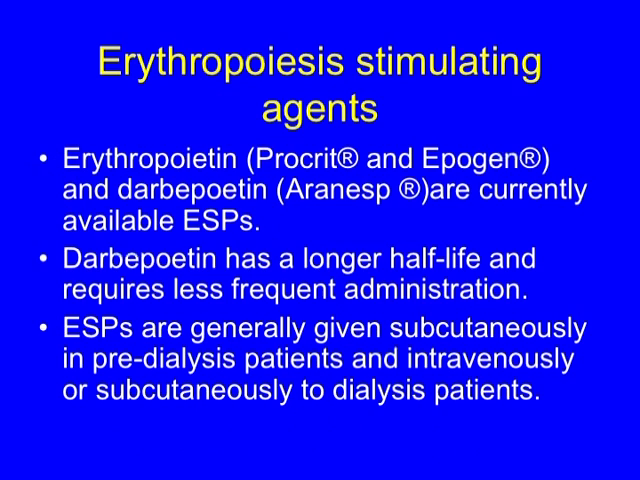So patients who are anemic and are iron replete may need an erythropoiesis stimulating agent. The agents that are available in the United States include Procrit and Epogen. Procrit for patients with chronic kidney disease not on dialysis, and Epogen for patients who are on dialysis. And darbepoetin or Aranesp are the preparations that are generally available. Darbepoetin has a longer half-life and requires less frequent administration. The ESAs are generally given subcutaneously in pre-dialysis patients and intravenously or subcutaneously to dialysis patients.